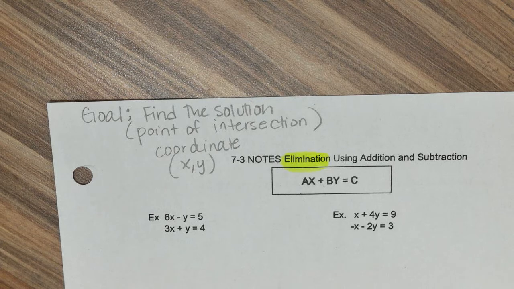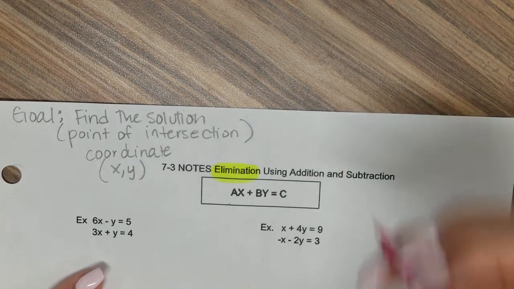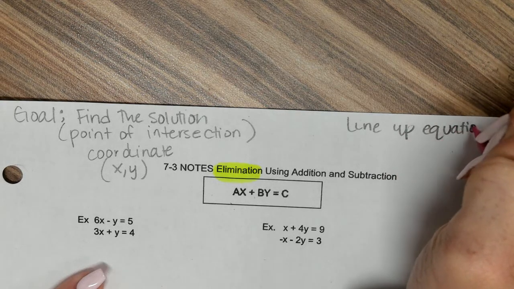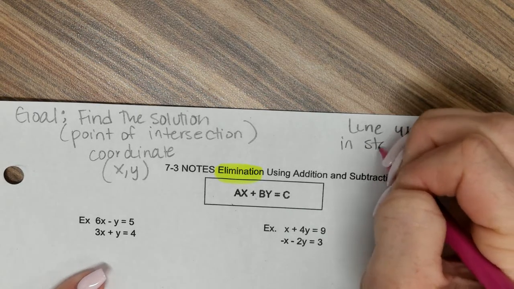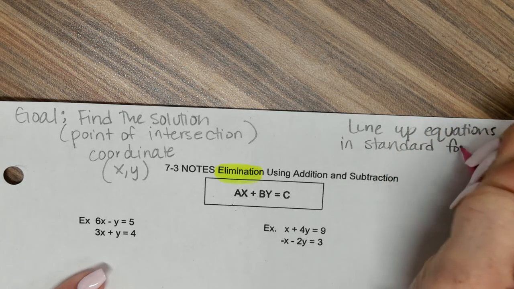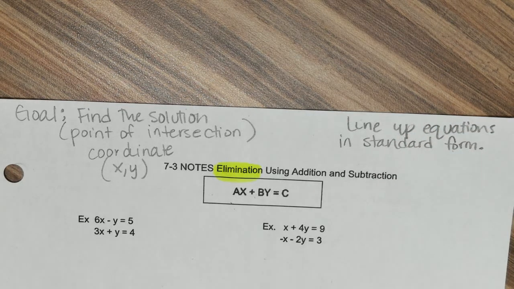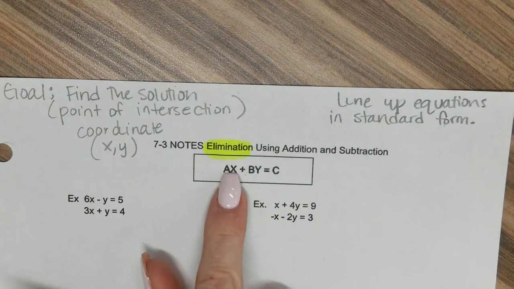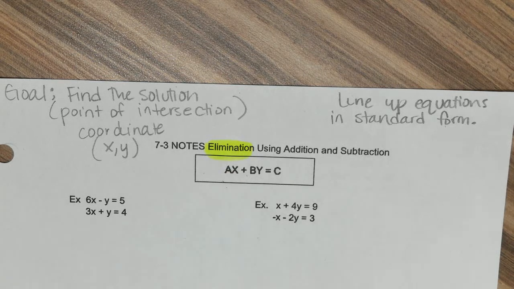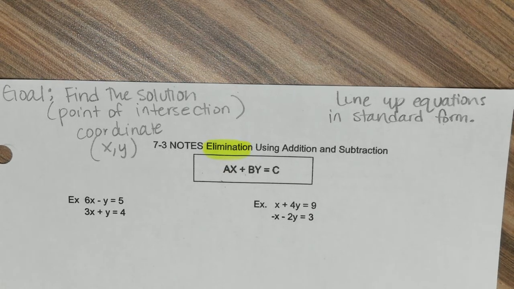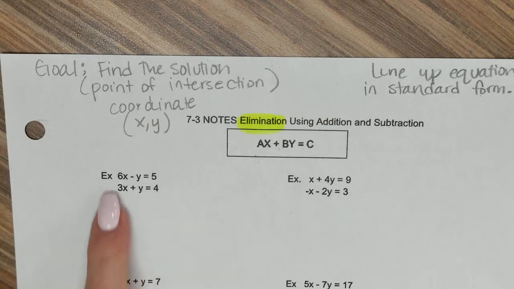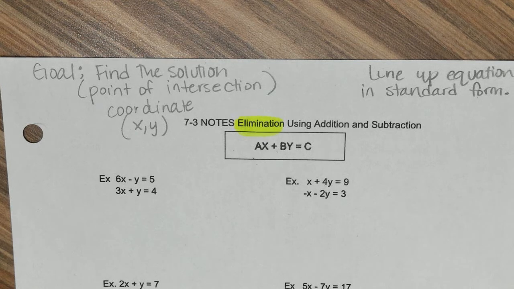To use the elimination method, you have to line your equations up in standard form. So standard form is ax plus by equals c. So you're going to line up both of your equations. Your x's will be on top of each other, your y's will be on top of each other, and then your constant on the right will be on top of each other. So do y'all see how the first example looks? Is it already lined up for you? Yes.